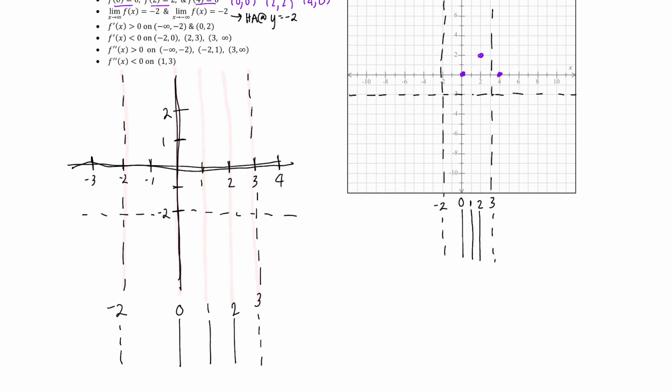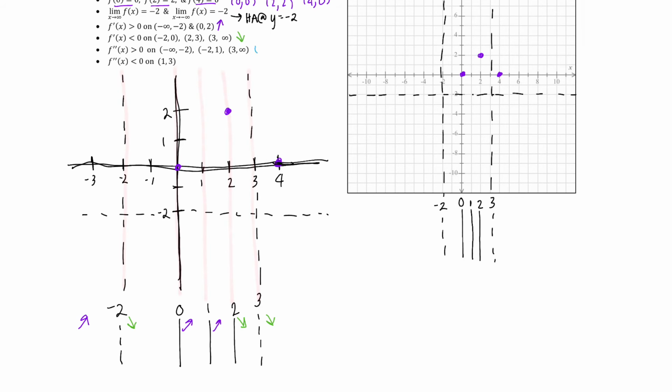And my points, we have (0, 0), we have (2, 2), and we have (4, 0). We are increasing, so f prime greater than 0 means increasing. Your first derivative is positive, so increasing. So -∞ to -2, and then from 0 to 2. We are decreasing. So f prime is negative, means decreasing from -2 to 0, and from 2 to 3, and then from 3 to infinity.